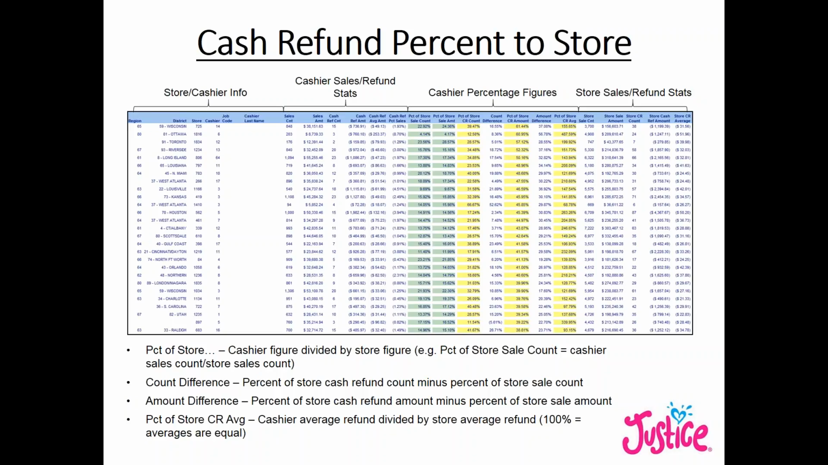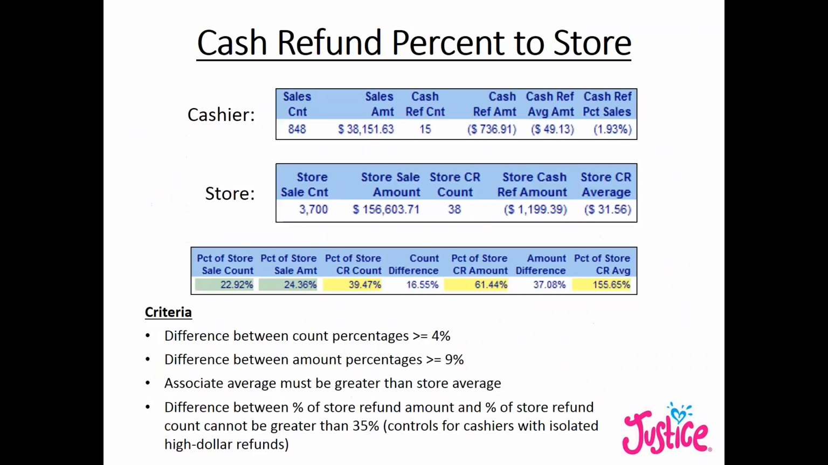That can also be indicative of something that's worth a closer look, and that's why I included that as well, and it's also included in the criteria of the report. So basically I broke out the top line of that so that you can see some of the numbers, and so they make a little more sense. You can see it's just basic math here. Sales divided into store sales equals 22.92%.